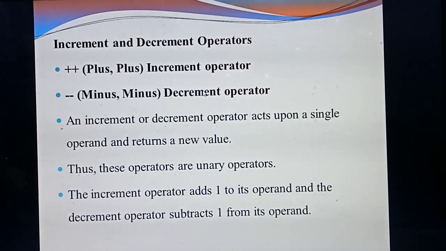So whatever value you are giving for x, 1 will be added to that value. For example, x equal to 5. You are giving x plus plus. What's the meaning? 5 plus plus means 5 plus 1, 6. So the value 6 is stored to the variable x. Understand? That's the use of increment and decrement operator.